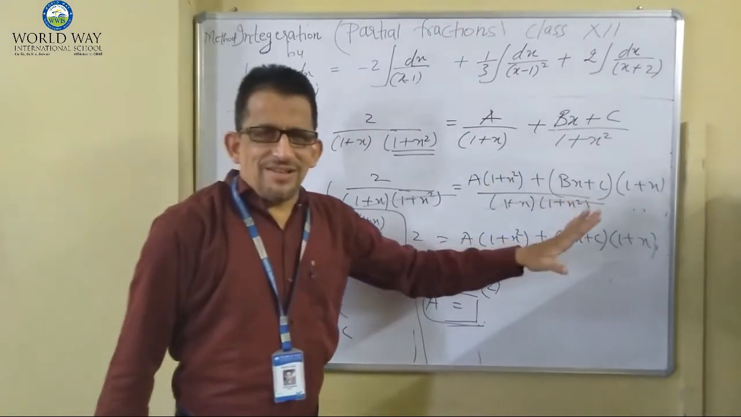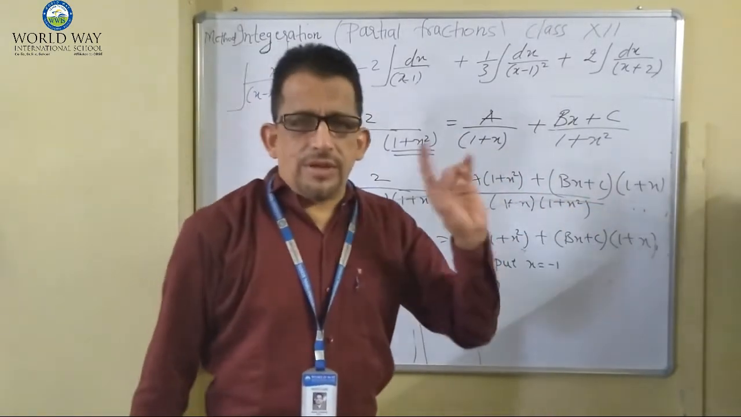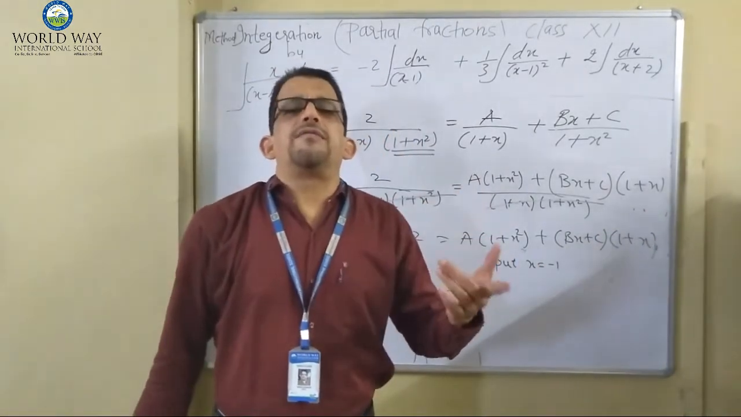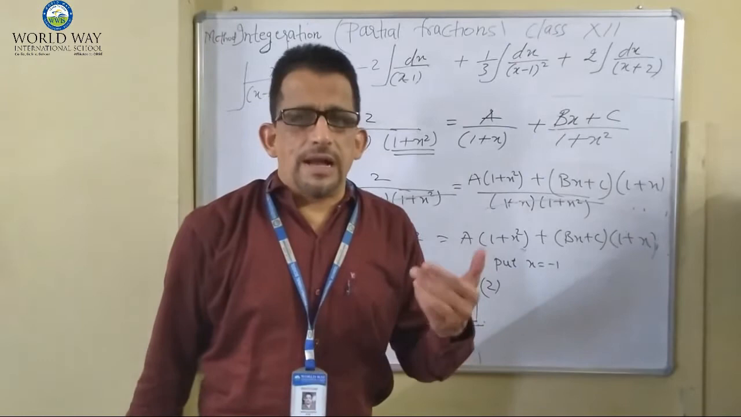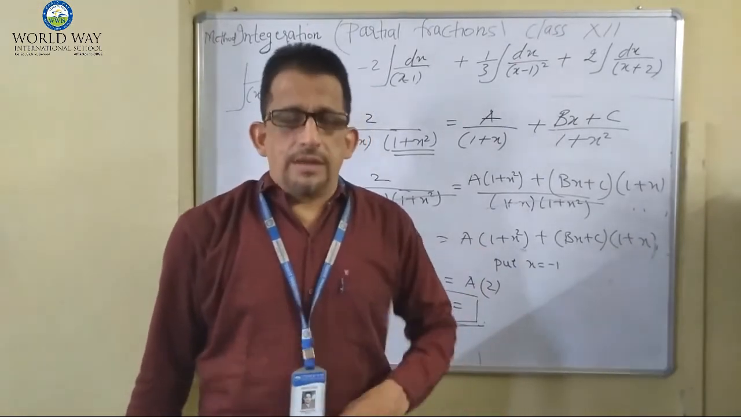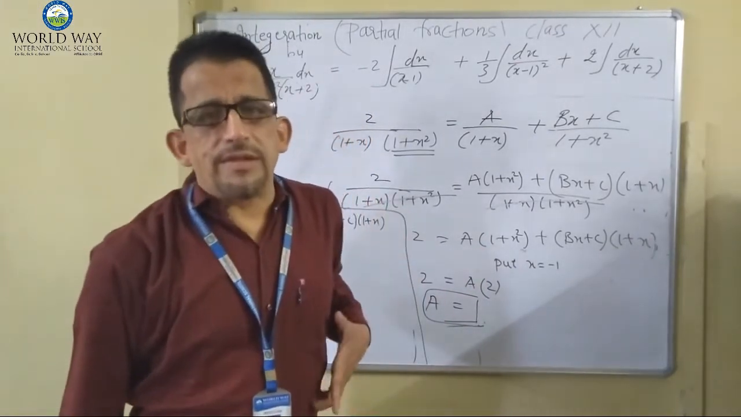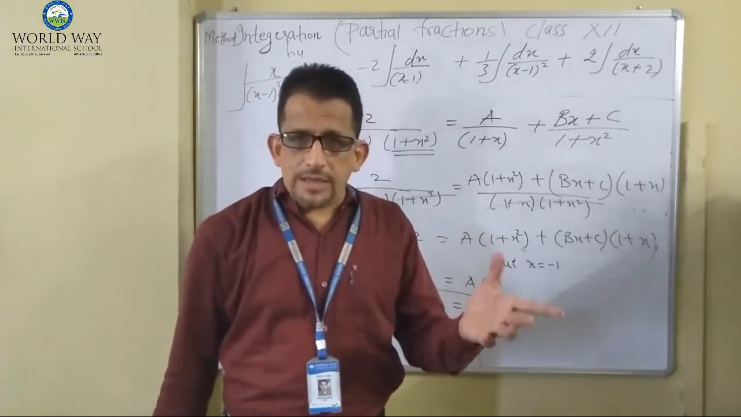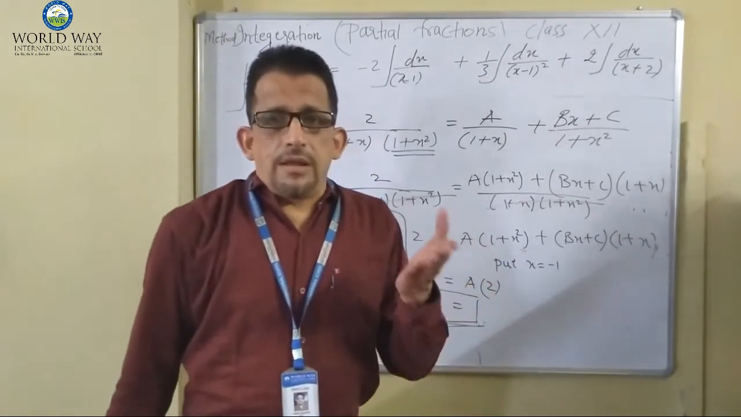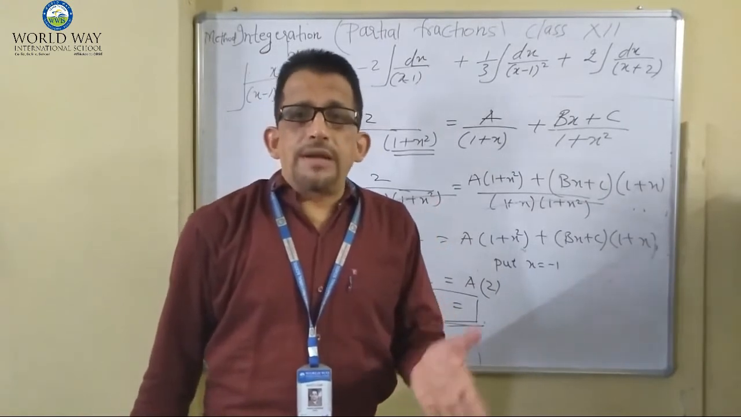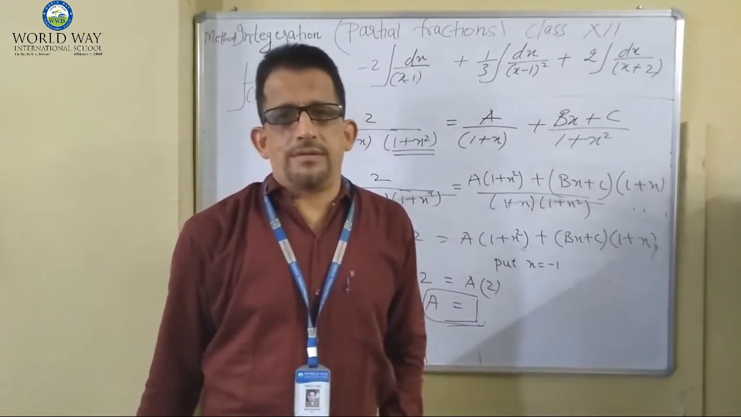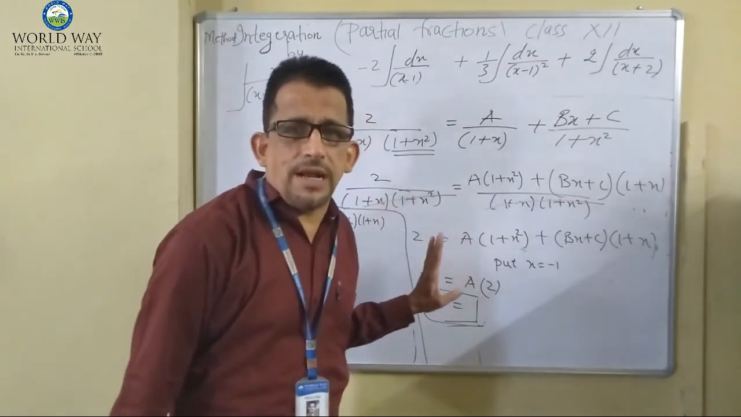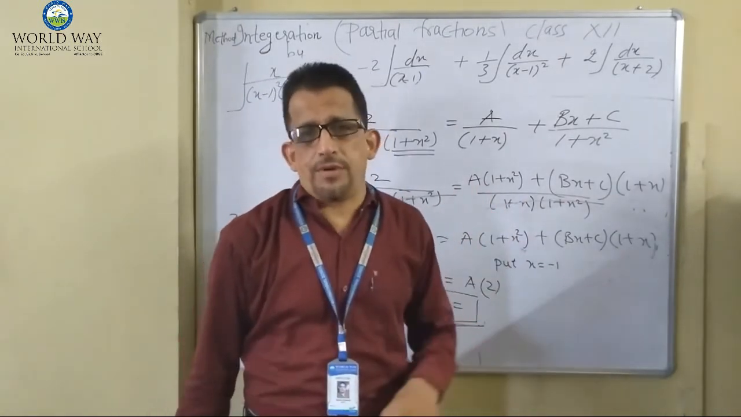It's clear? So it's clear up to 3 types of question. First type, when the factors of denominators are linear but not repeated. Second type, how to solve when the factors are linear but repeated. And the third type, when the factors are quadratic but not repeated. Clear? So we practice for such questions from the NCERT book. This is very important chapter for you.